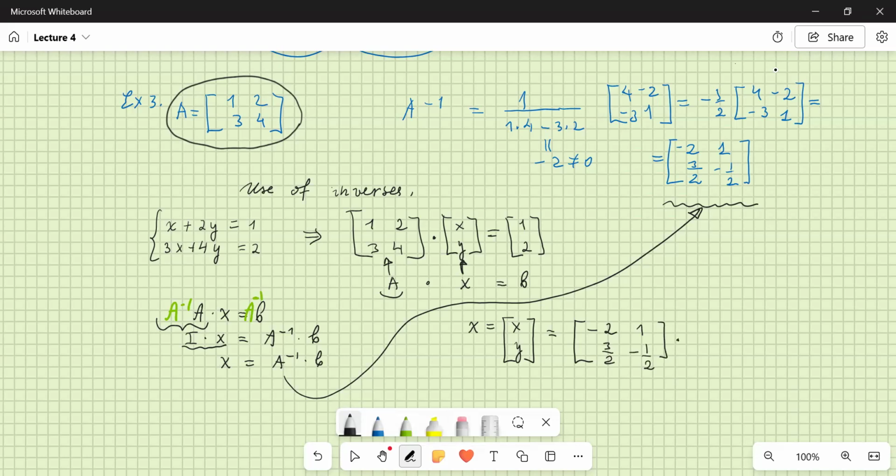And I'll need to multiply it by b, the column of the right side, which is 1, 2. Let's just calculate what it's going to give me. Not difficult to multiply because we just have one column here. So there are going to be just two expressions. Minus 2 by 1 is minus 2 and 1 by 2 is 2. So minus 2 and 2 is going to give me 0. Good. So my first element is 0. My second element, 3 over 2 by 1 is going to give me 3 over 2. Minus 1 over 2 by 2 is going to give me minus 1. So 3 over 2 minus 1 is going to give me 1 over 2.